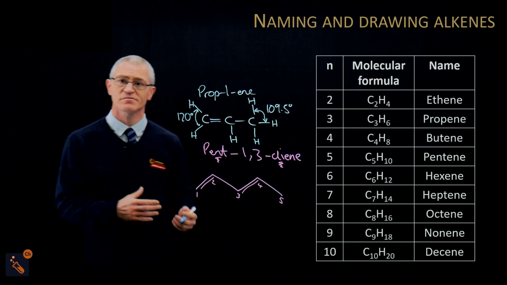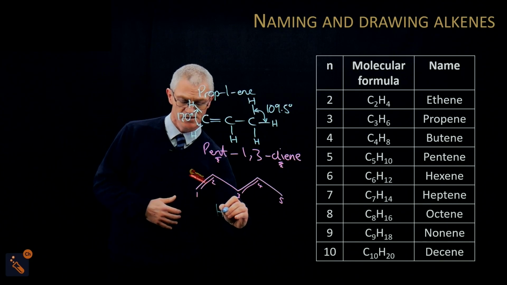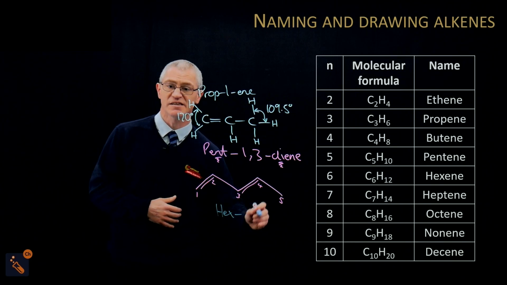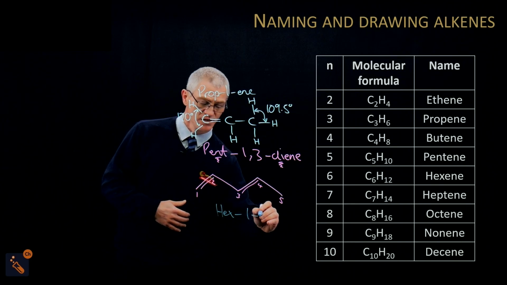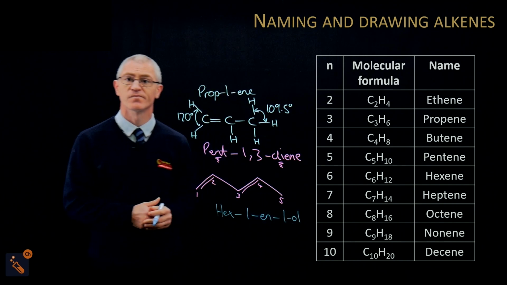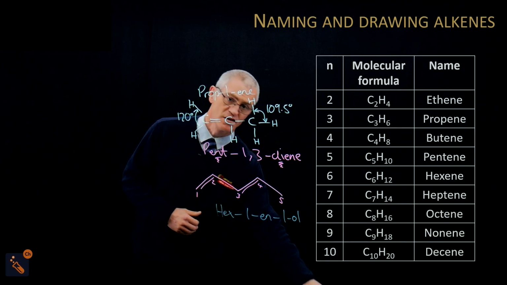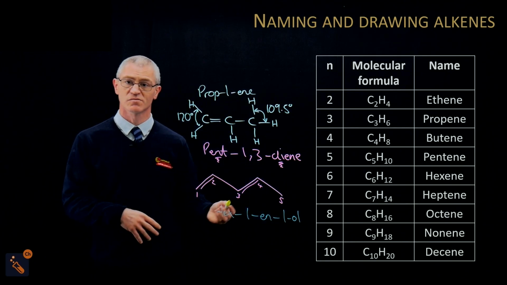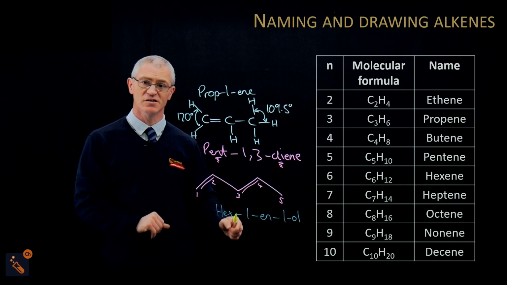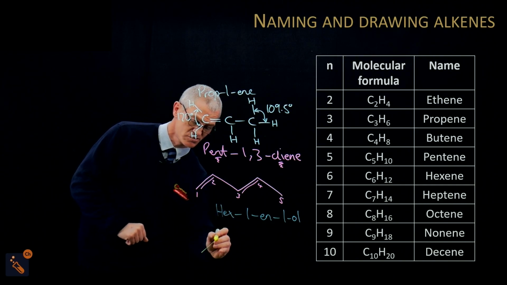Now, I then go to our final example, which is going to be hex-1-ene-1-ol. Hex-1-ene-1-ol means that I've got this hex at the start, which is 6 carbons, so I'm going to draw 6.